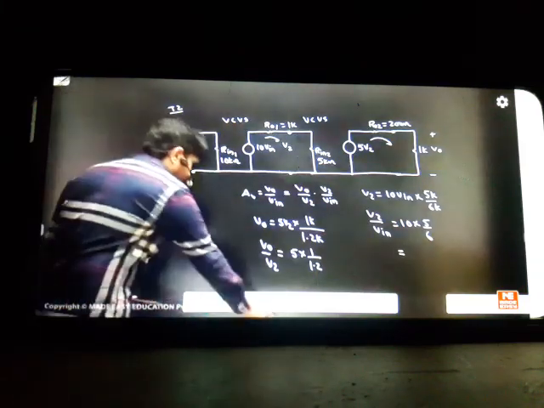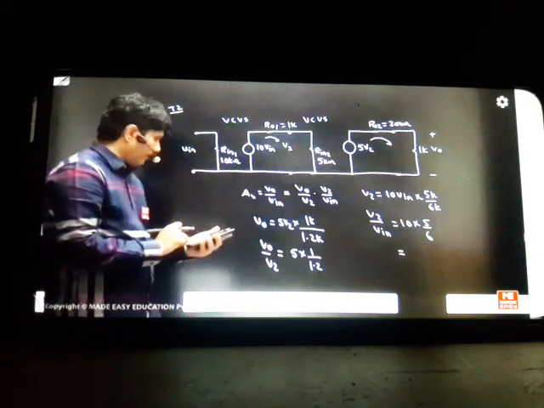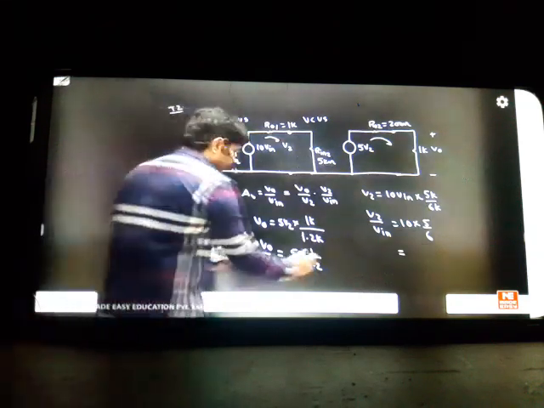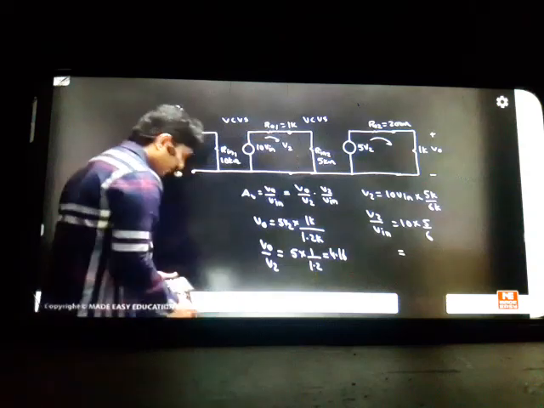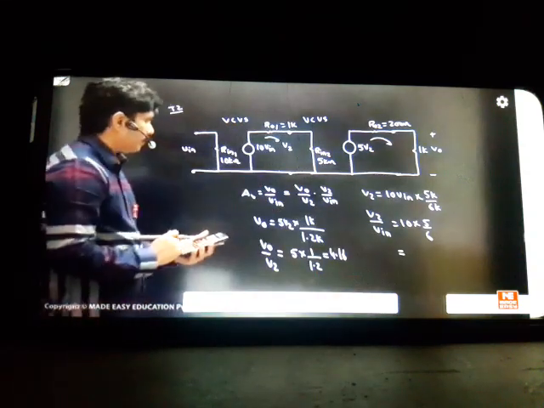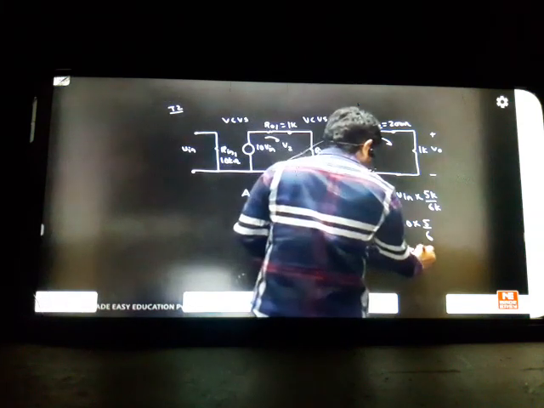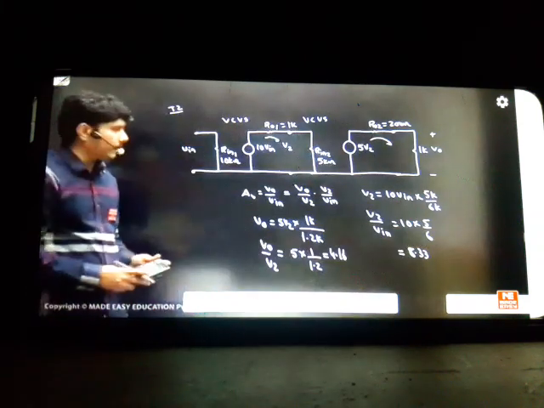Try once, how much answer is coming. Try the overall answer. 5 divided by 1.2 is coming 4.16. And 50 by 6 is 8.33. So one gain is coming 4.16. The other gain is coming 8.33.